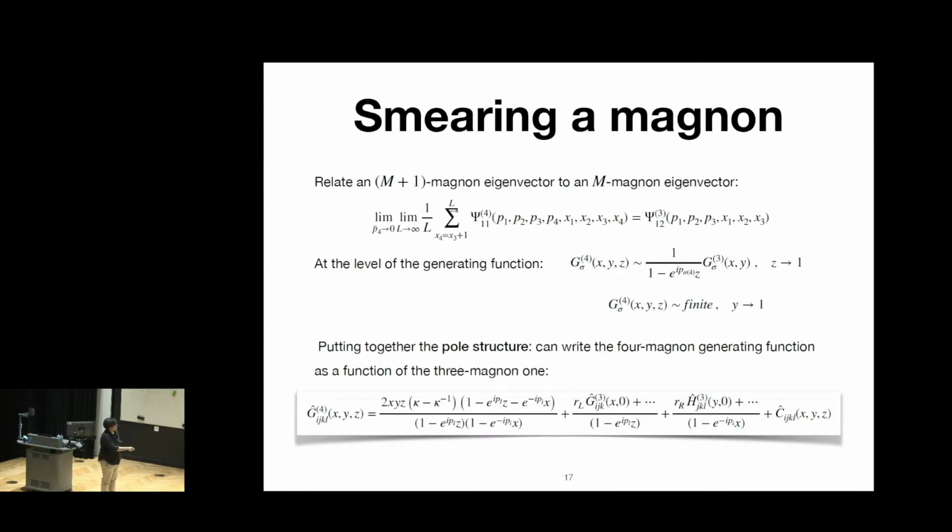So first of all, by taking limits, you can see that, for example, if you are smearing the right magnon, this is equivalent to taking Z to 1, and you relate directly the 4 with the 3 magnon generating function up to a very concrete pole. If you do this for the middle guy, you get a finite answer. And clearly also if you do this for the x, you get the same, but the pole has here 1 minus P1 x.